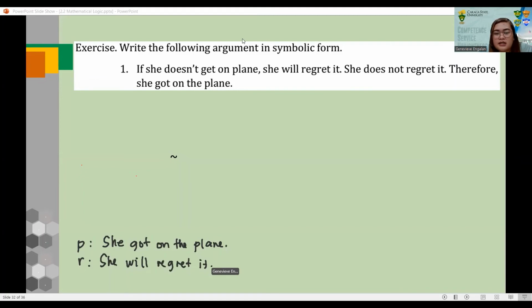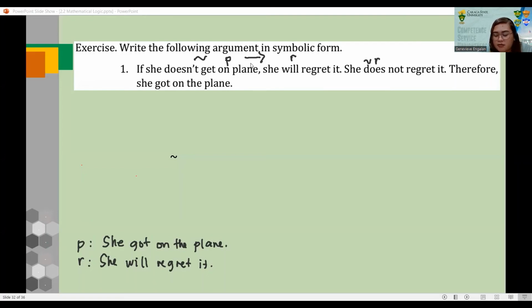Okay, ang sentence is if, so pasabot implication. Doesn't get on the plane, so this is not P. Nya, kay naay if, pasabot implication siya. She will regret it, so that is our R. She does not regret it. Ang atong R is she will regret it man, so ang she does not regret it, this is not R.